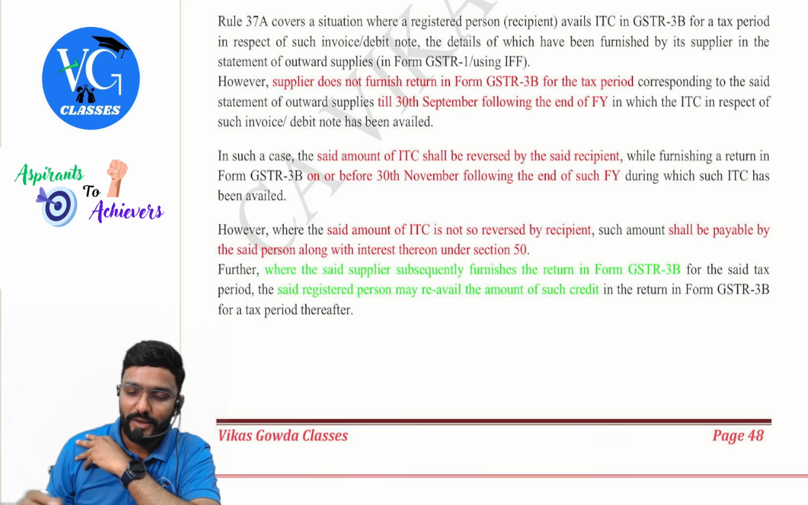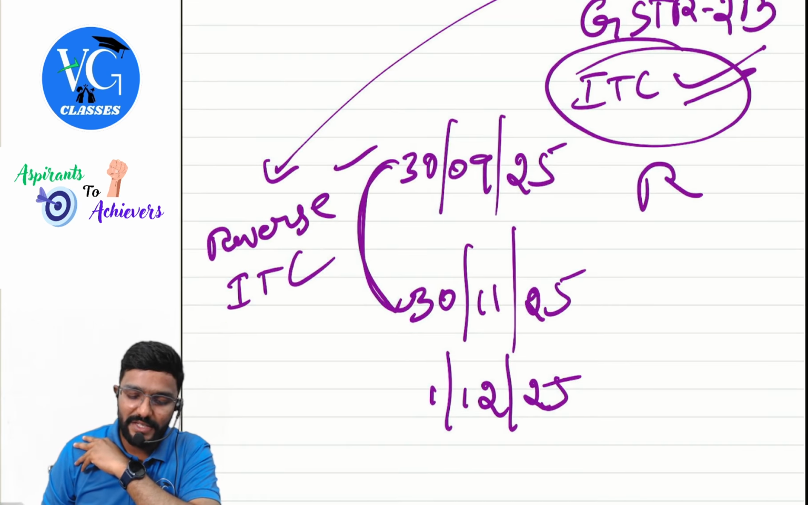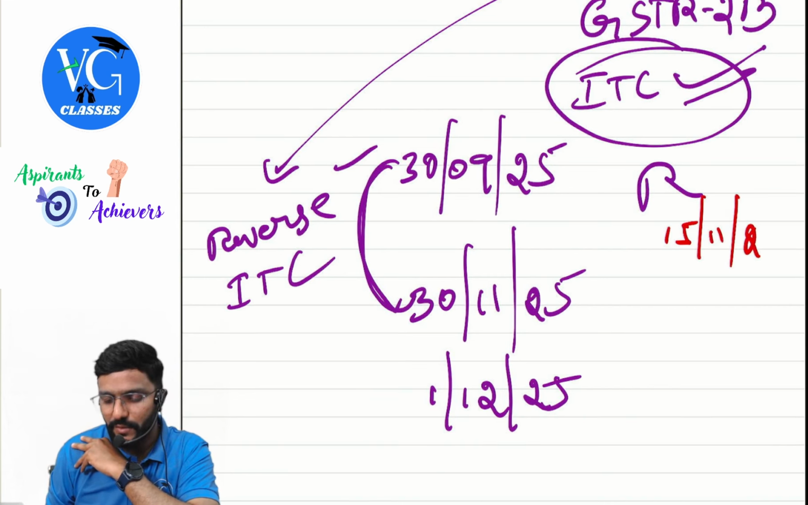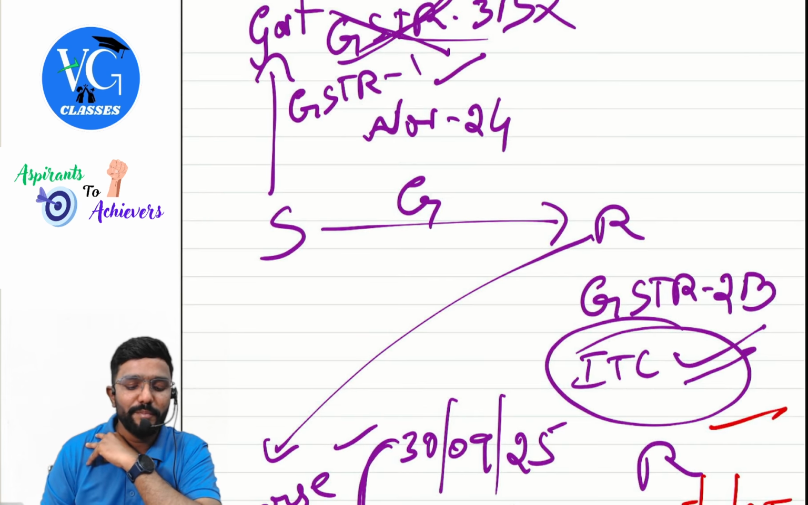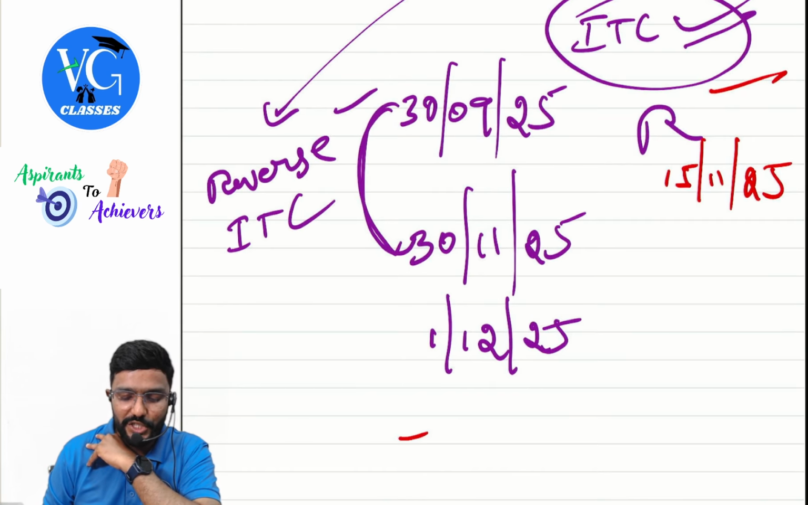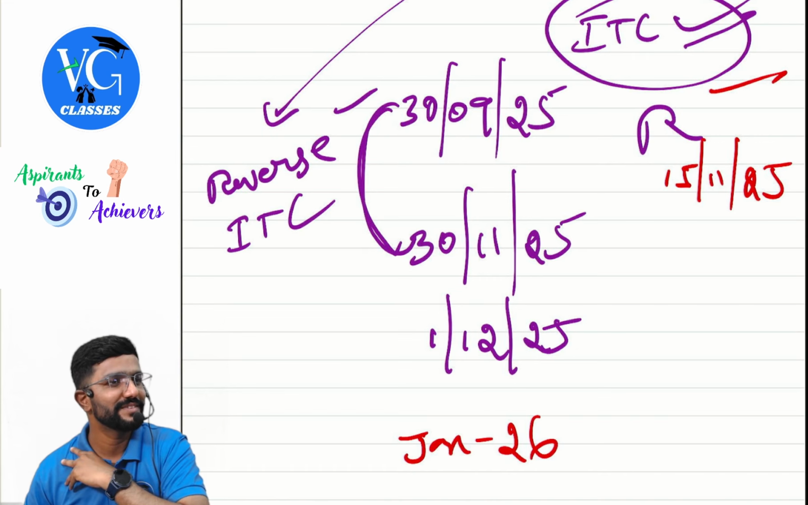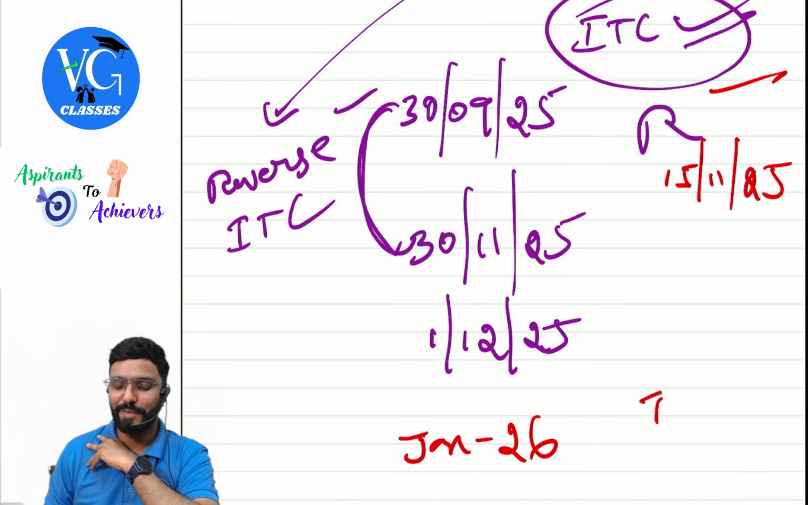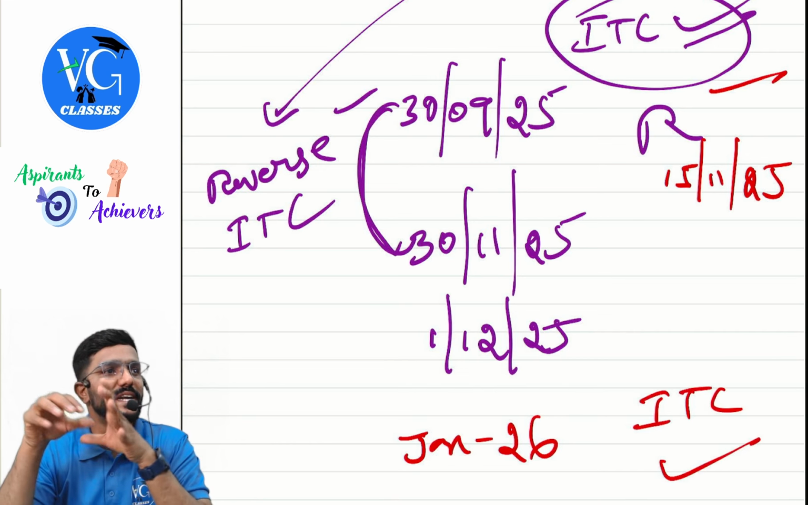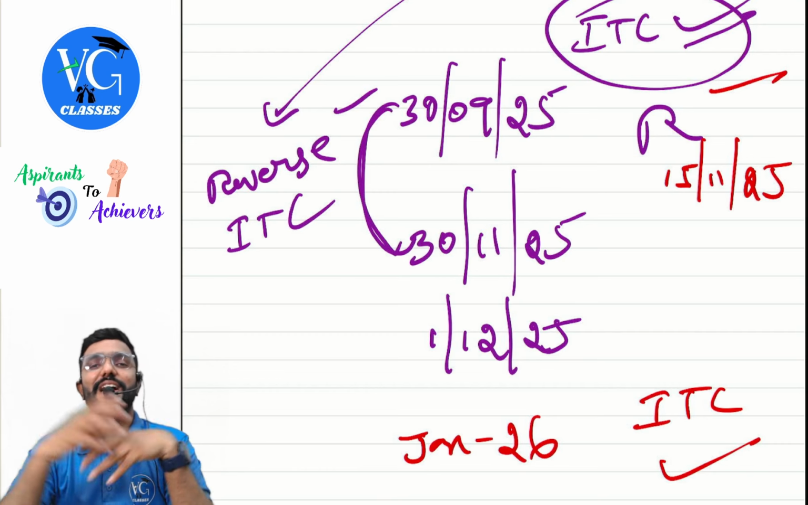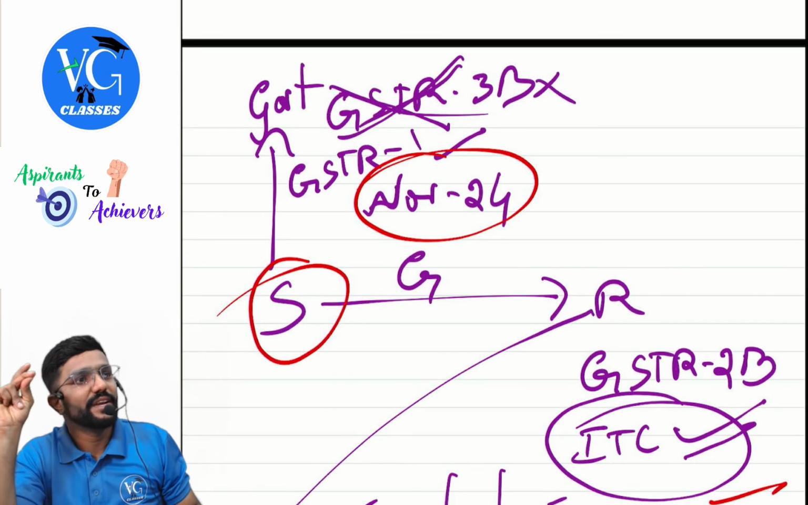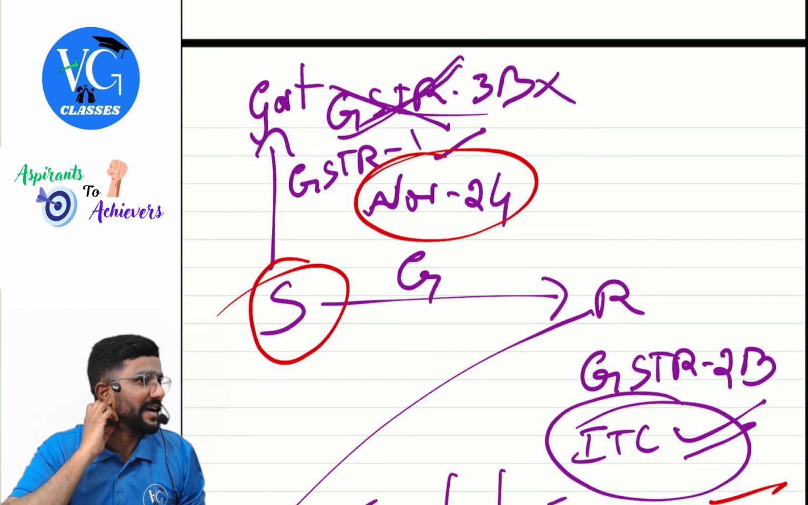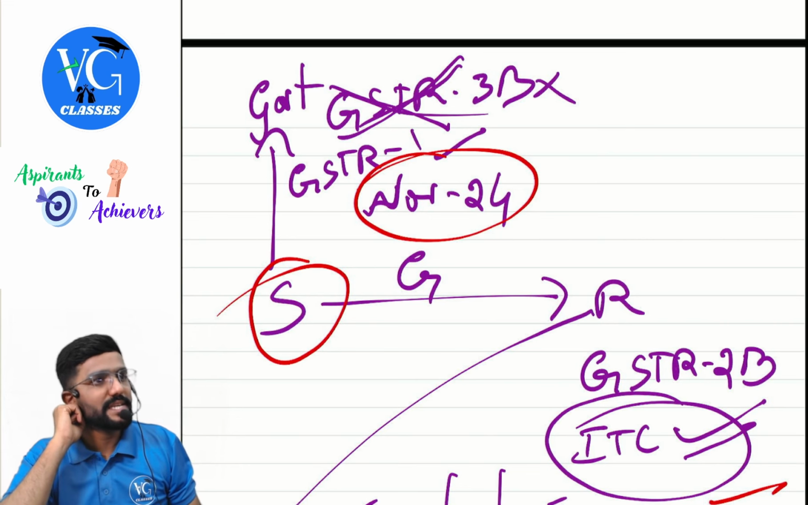Now, guys, assume, sir, I reversed it on 15th November. Whatever credit I had claimed, I had reversed. But now, for November, my supplier went and filed the returns in Jan, sir. Jan 26, he filed. Will I get back my credit? Yes, I can claim back my credit. That is, after reversing, in the future, if my supplier files the GSTR 3B for the month for which he has defaulted, I can go and claim the credit again. Claim back the credit. Is that clear?